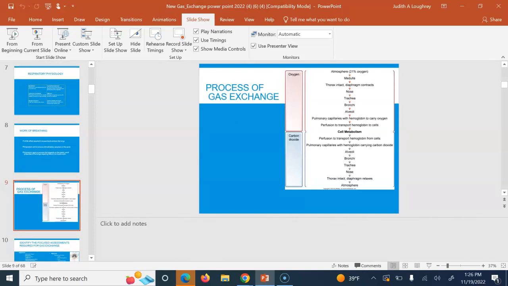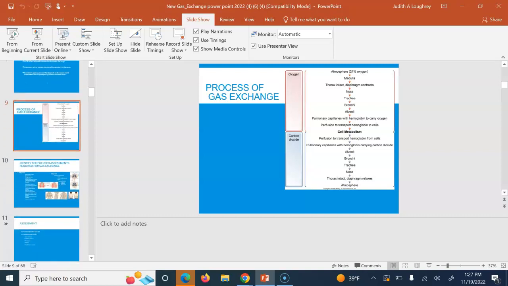So the process of gas exchange, this is just a little slide that you can see what goes on and where it happens and how we inspire and transport oxygen and how we expire and transport CO2 back into the atmosphere.